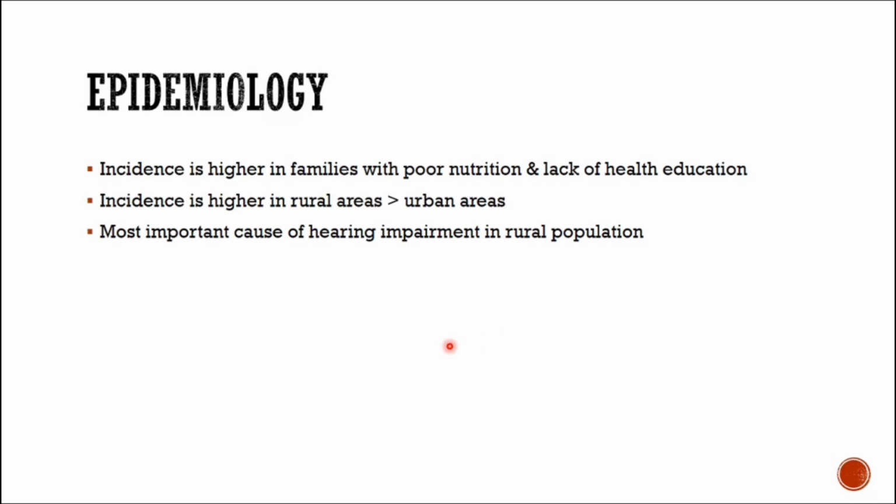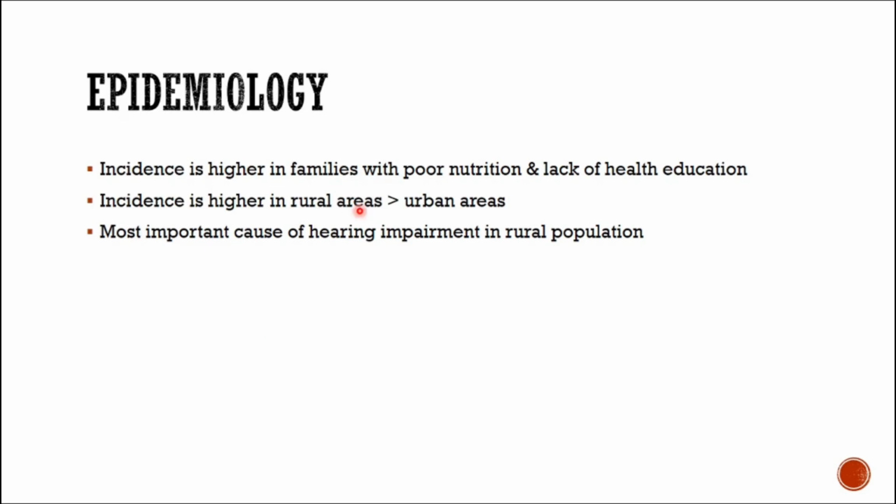So if you come to epidemiology, the incidence of CSOM, especially the tubotympanic disease, is more common in families in which there is poor nutrition and also a lack of health education. They may have some episodes of ear discharge, but they will not address it or seek any medical help. Because of this, there will be persistence of infection in the middle ear cleft, and that infection will also spread to nearby subsites.